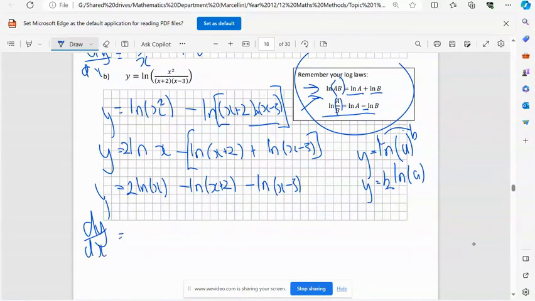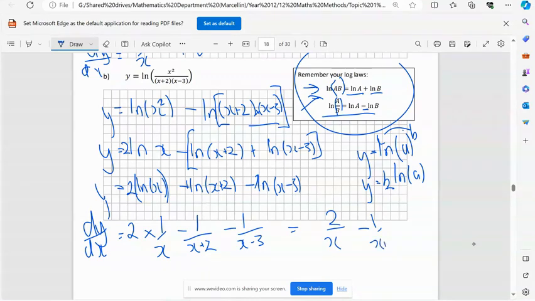So dy by dx will be, here we've got a constant out the front, so just leave it there. So the derivative of ln x is 1 on x. Now you've got a negative 1 out the front, so just think of it as negative 1. Okay, the derivative of ln x plus 2 is going to be 1 over x plus 2. Okay, there's no real chain here. The derivative of x plus 2 is just 1. And then it's negative 1 as the constant at the front, and then over the derivative of ln x take 3 is 1 over x take 3, and there's no real chain here. All right, you can't really do too much else. You could just write it as 2 over x, take 1 on x plus 2, take 1 on x take 3.